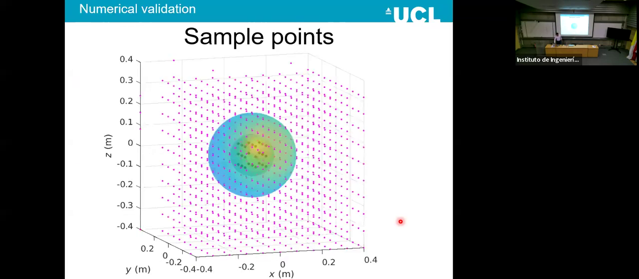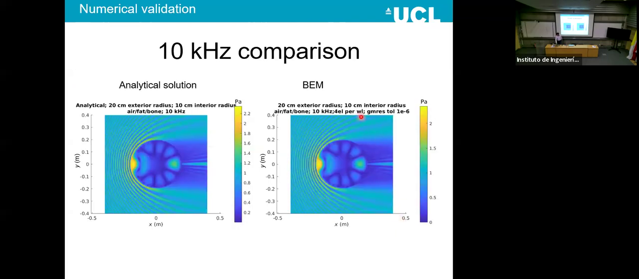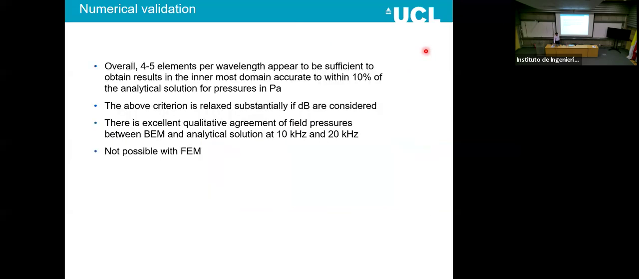I'm going to show you very quickly some convergence tests on nested spheres. That's at 10 kilohertz. You can see this is the analytical solution. This is the OptimUS solution. So we have very good agreement. And at 20 kilohertz, we also have very good agreement. That's quite reassuring to look at. And about 4 to 5 elements per wavelength are sufficient to give results accurate to within 10%.